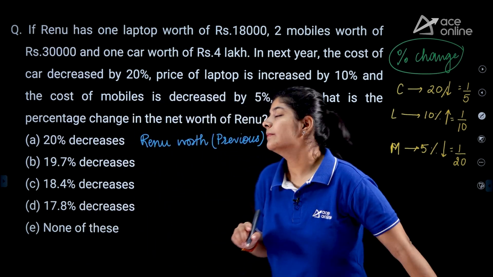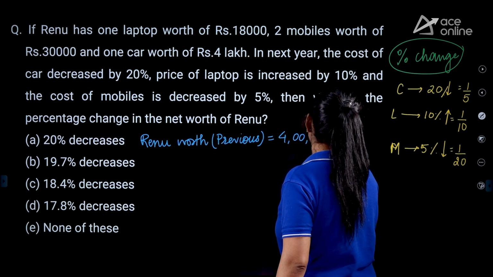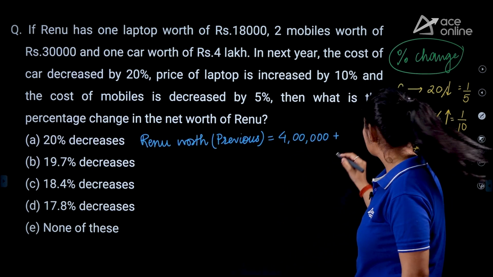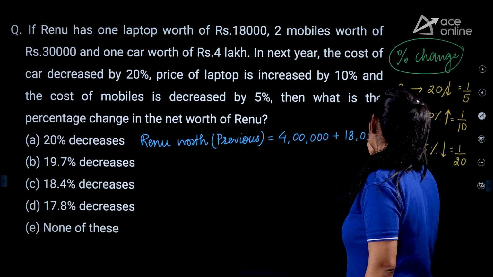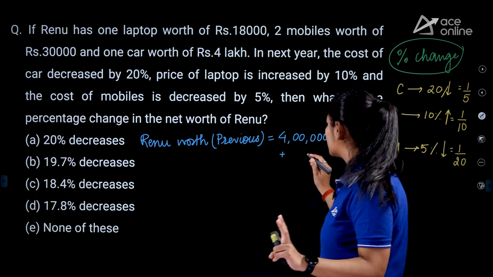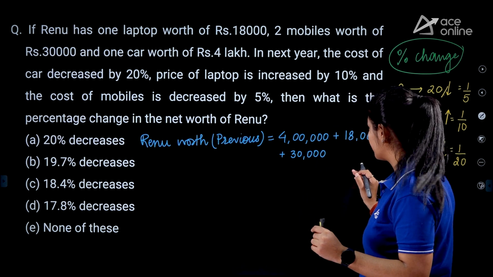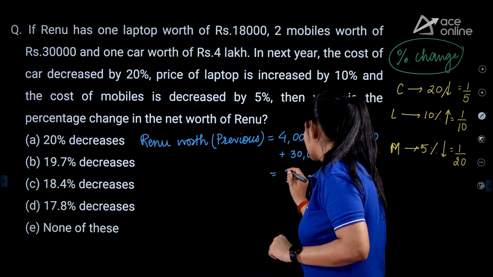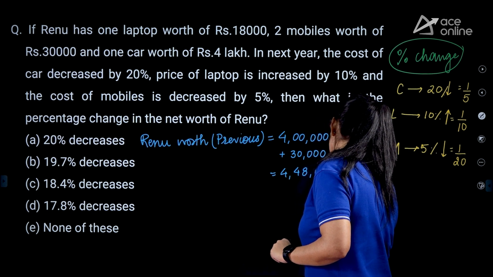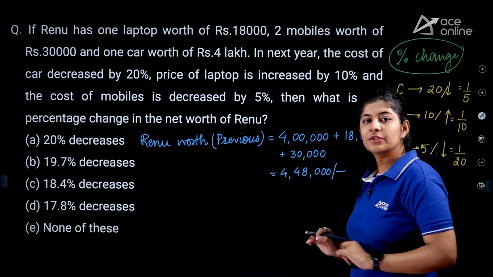So at that time, he purchased a car of 4 lakh rupees. Apart from that, he is also having a laptop worth rupees 18,000. He is also having 2 mobile phones and the total cost of that is 30,000. This is the total worth of Renu, and that is nothing but 4,48,000. This is the previous worth of Renu.